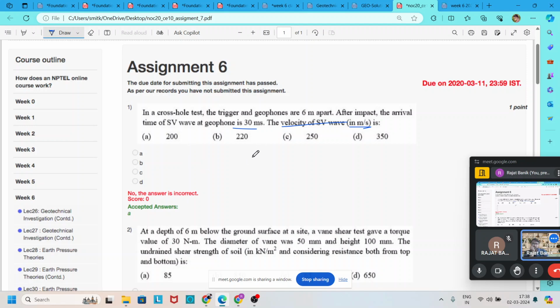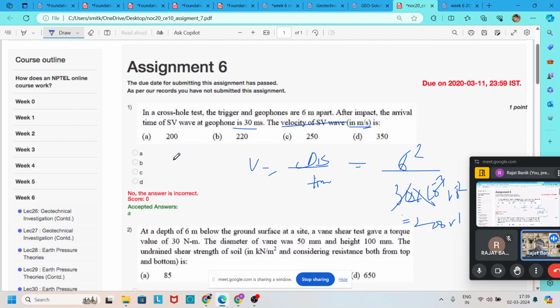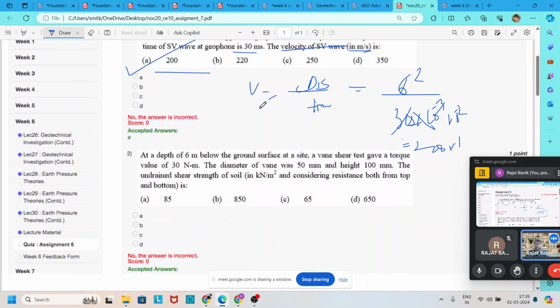So we know that velocity is equal to distance by time. Here distance is 6 meter and time is 30 milliseconds, that is 30 into 10 to the minus 3 seconds. So if you cancel this, it will become 200 meter per second. So our answer is option A, 200 meter per second.